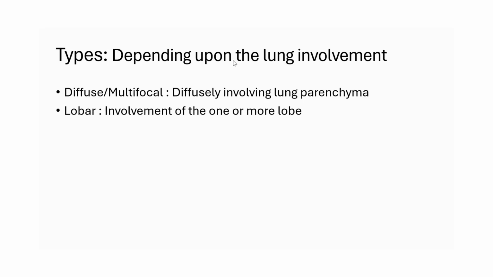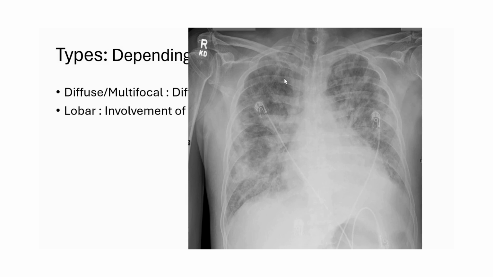Now the types depending upon the lung involvement. If it is diffusely involving the lung parenchyma, it is called the diffuse type. As we can see in this image, there are fluffy radio opacities distributed in bilateral lung fields. So this is called diffuse consolidation. And lobar type is the involvement of one or more lobes.